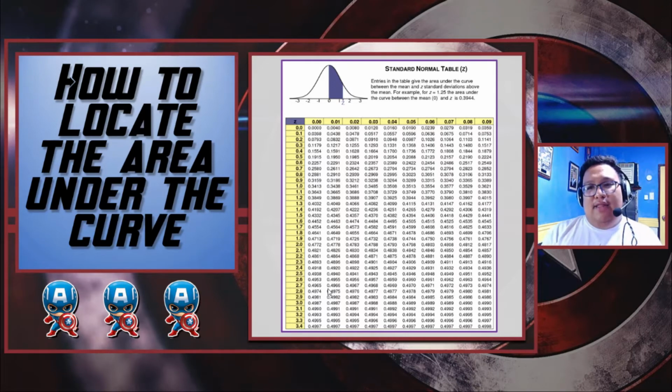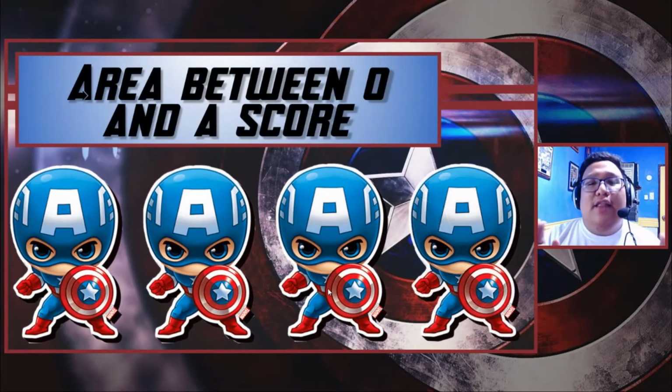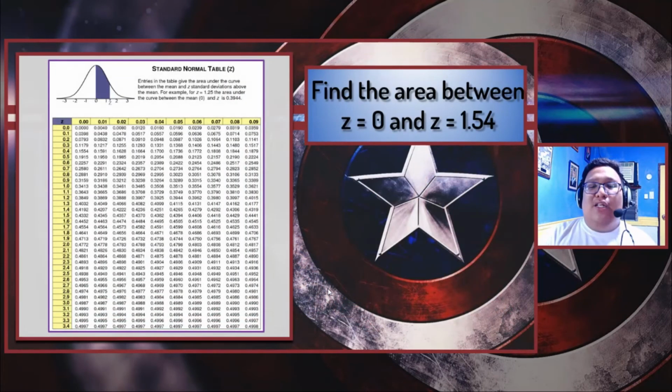It looks like this. Okay? So, ito yung gagamitin natin na table for the rest of our lesson. And we'll start with an example: the area between 0 and a score. Alright, kasi meron tong iba't ibang types. The first type of problem that you could meet someday is finding the area between 0 and a score. So let's look into that. So for example, the problem is: find the area between 0 and 1.54.